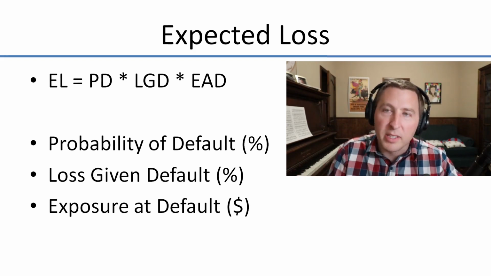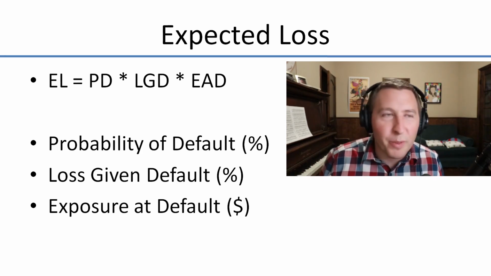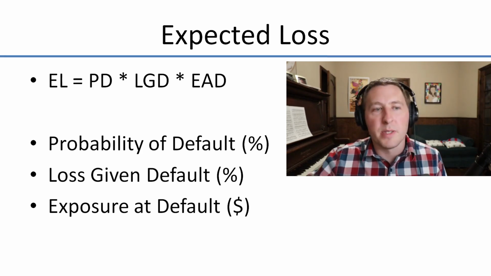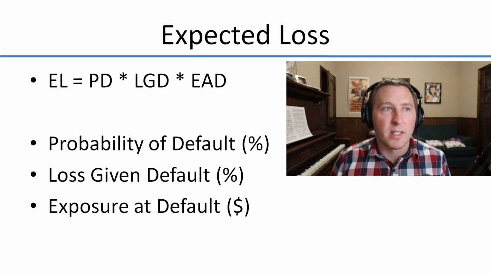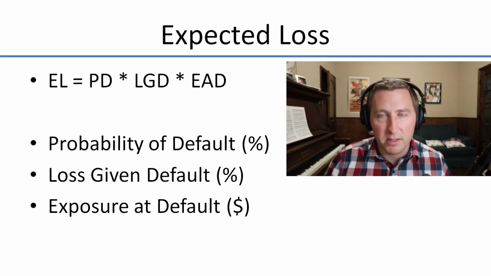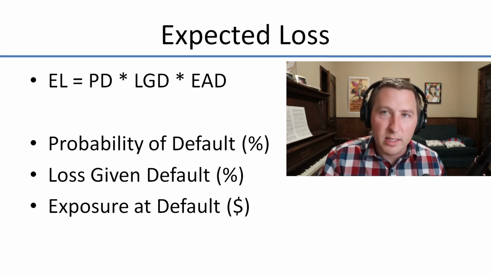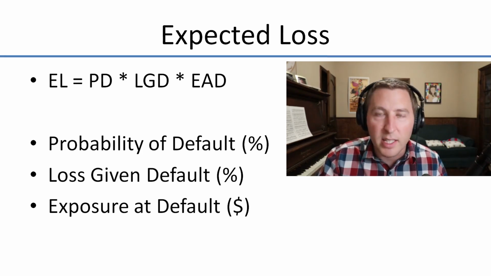So to get the expected loss, the whole formula here, it's going to be that probability of default, so the likelihood you will default, times that loss given default percentage, times that exposure at default, which is going to be that dollar sign here. And this will give you a dollar loss. Now, this is how banks model losses. Why are we talking losses here?